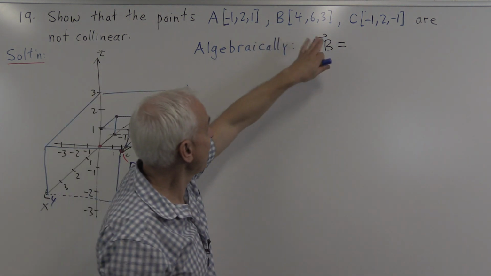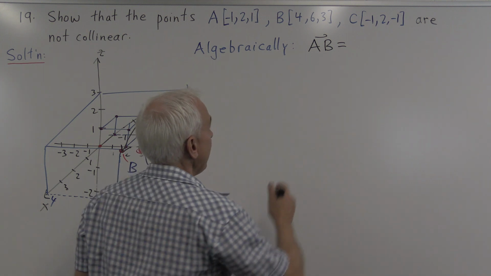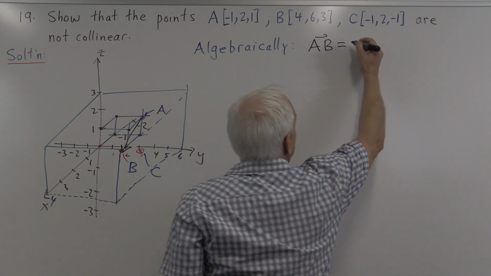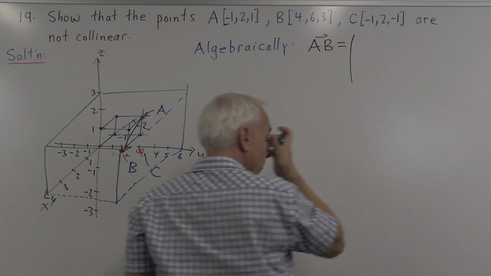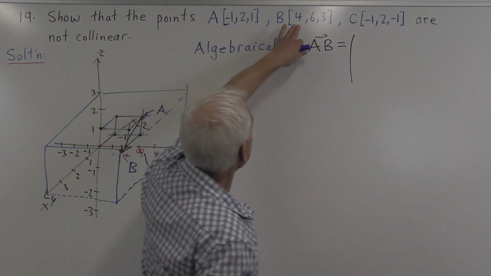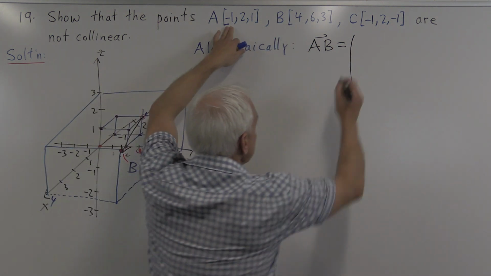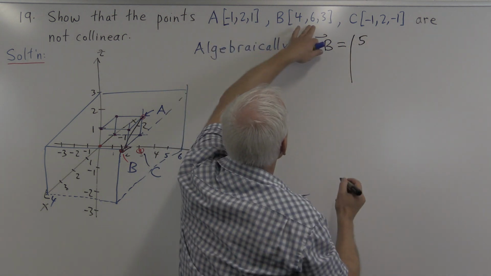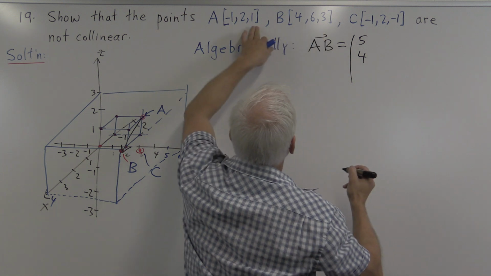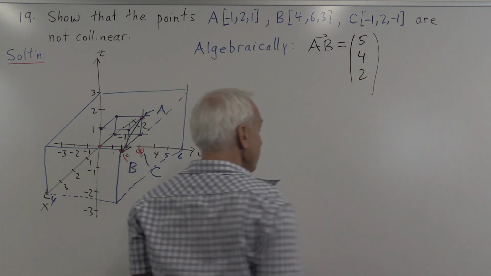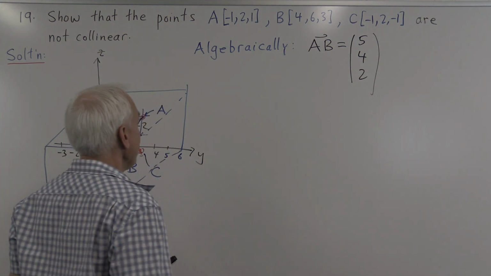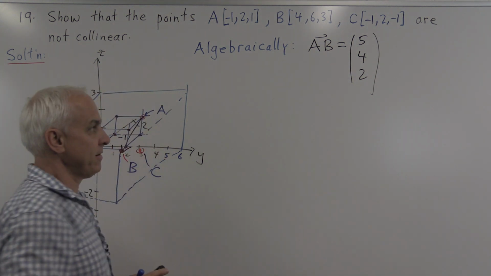I take the coordinates of B and I subtract the coordinates of A, and I write things down in terms of a vector. Okay, so generally we like to write our vectors as columns, so I'm going to do that here. So I'm going to go from this row. So 4 minus -1 is 5. 6 minus 2 is 4. And 3 minus 1 is 2. So this is a representation of a vector that goes from A to B.